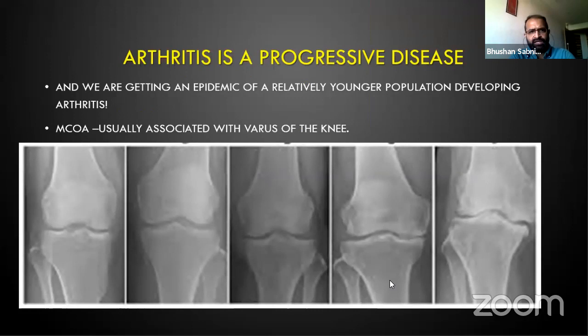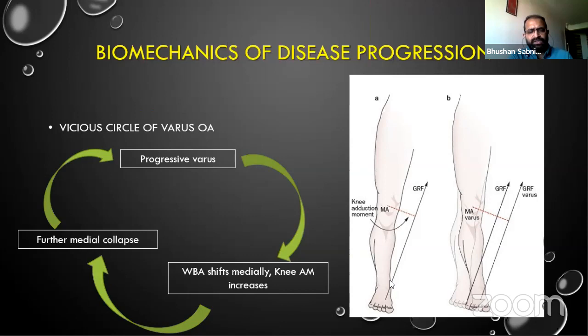Now, we all know arthritis is a progressive disease, and we are having an epidemic of a relatively younger population developing severe arthritis. Medial compartment arthritis is usually associated with deformity in the knee joint, and this is a self-fueling engine, a vicious circle of varus arthritis. Because of the progressive varus, the adduction moment increases, and the weight-bearing axis shifts more medially, which causes further medial collapse and further varus. Unless you block it somewhere, the arthritis is going to progress, the joint is going to sublux, and the patient is going to need a total knee replacement at a younger age. So the whole principle of breaking this circle is osteotomy.